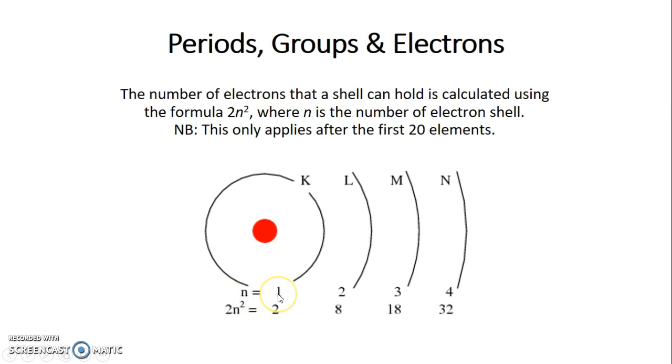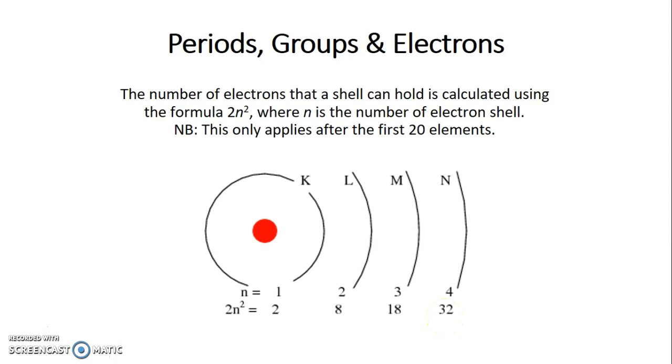So if n is 1, 1 squared is 1, times 2 is 2. Ugh, wow, that was embarrassing. Now that's recorded. Anyway, when n is 2, 2n squared is 8. When n is 3, 2n squared is 18. When n is 4, 2n squared is 32.